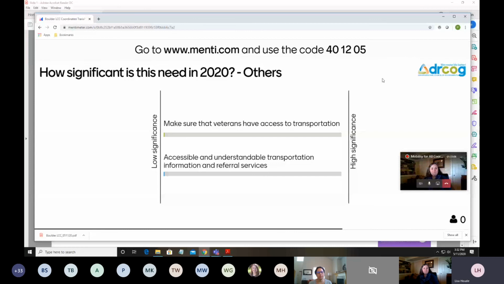One more and then we'll have a kind of more general discussion question. How significant are these needs in 2020? These are kind of outside of those other categories. First one is making sure that veterans have access to transportation. And then the other one is accessible and understandable transportation information and referral services.